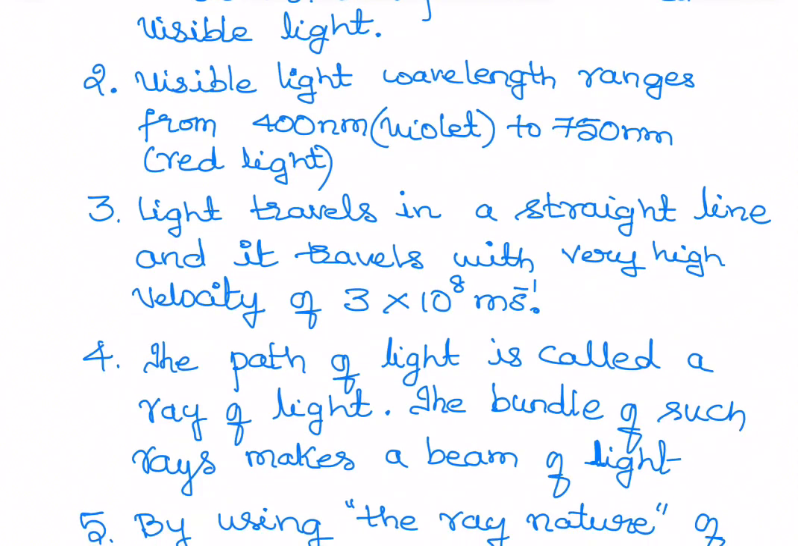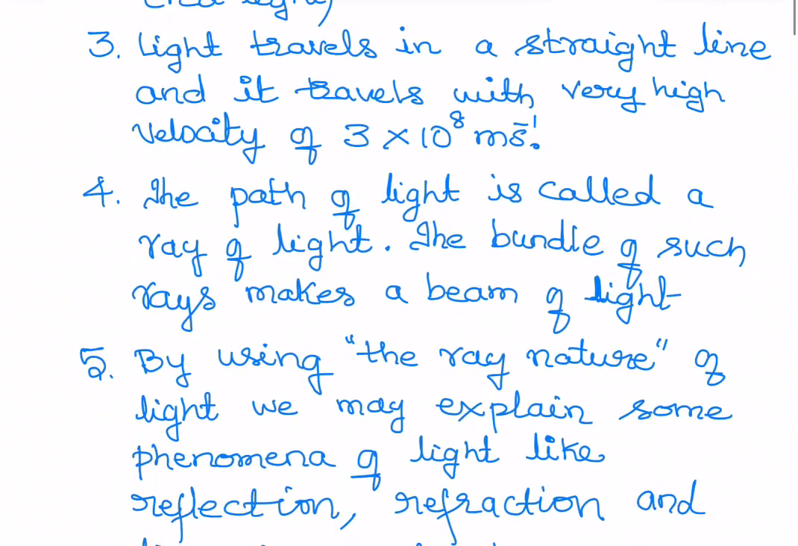And it is found that light travels in a straight line, and it travels with a very high velocity. What is the velocity of light? It travels 3 into 10 to the power of 8 meters per second. Remember that it is not minus 8. It is a very high velocity. It is plus 8 meters per second, 3 lakh kilometers per second. Extremely fast. The fastest thing which we come across in physics.